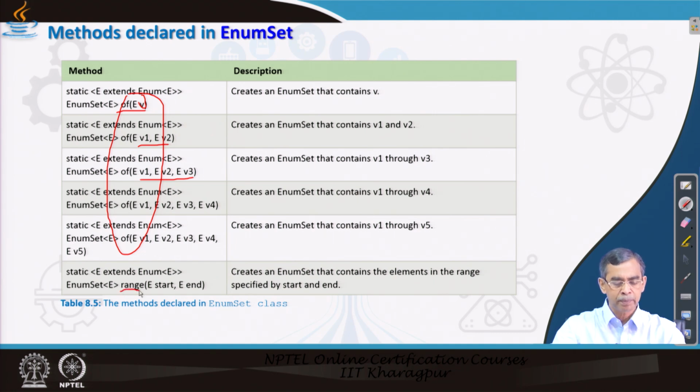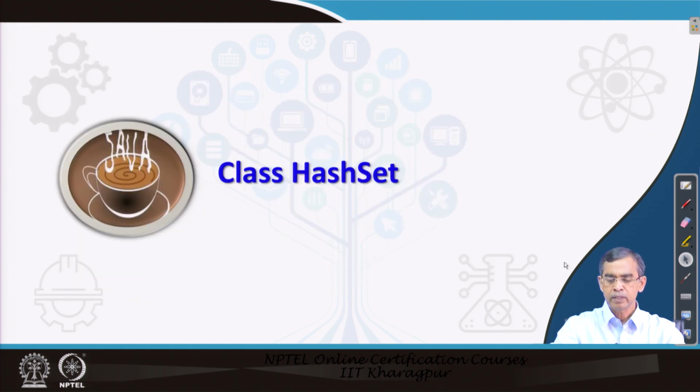It also has one method called the range method. It creates an EnumSet which contains all the elements in the range specified by start to end. So, it is basically creating another EnumSet using this method. So, these are the few methods available in order to maintain the EnumSets, but learning all those methods will be clearer whenever we include some examples. Definitely all the examples will be covered when we discuss in detail this EnumSet class.